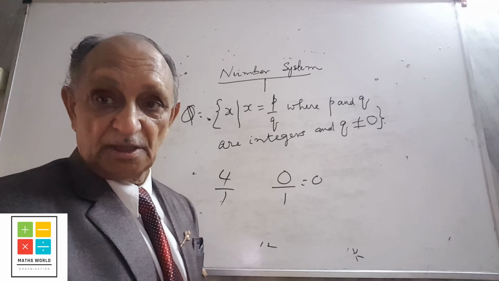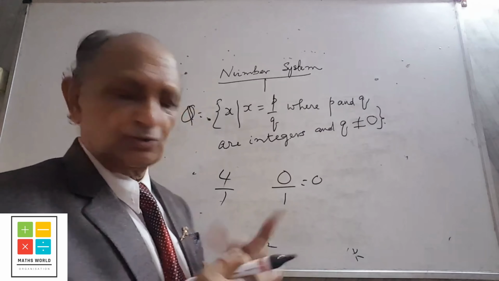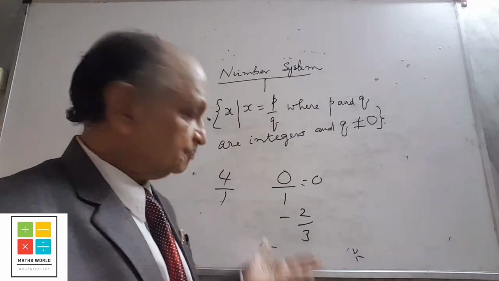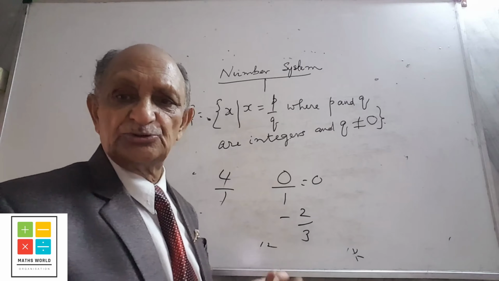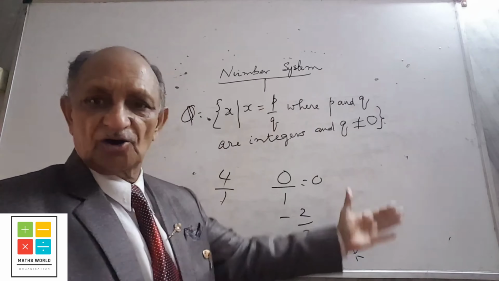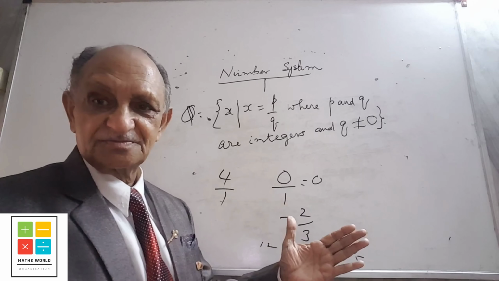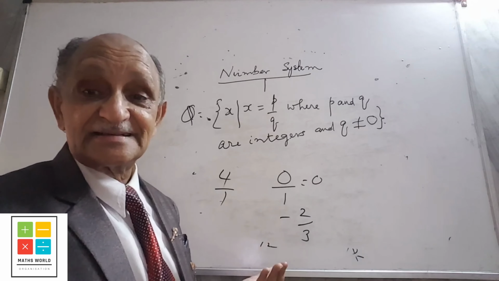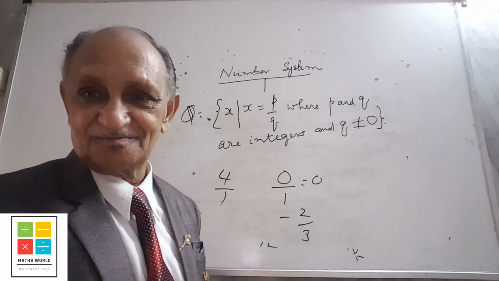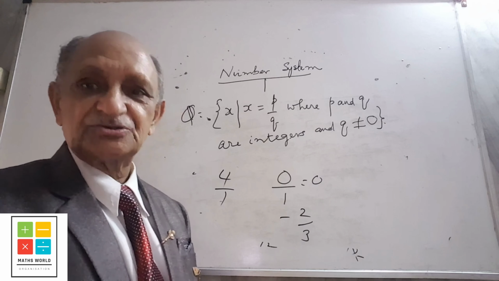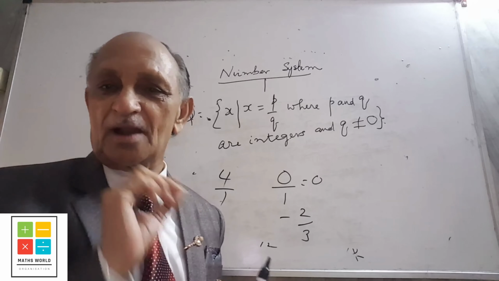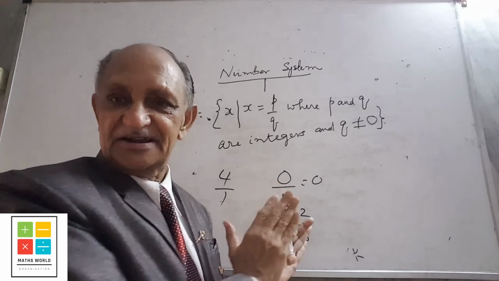You understand that? Integers, any integer, positive or negative, for example minus 2 by 3. Fine. Minus 2 is an integer, 3 is an integer, 3 is not equal to 0. It's a rational number. All these are rational numbers. So then what is not rational is called irrational. We will discuss this after some time. Before that, we will do some small problems just confirming these ideas. Okay?